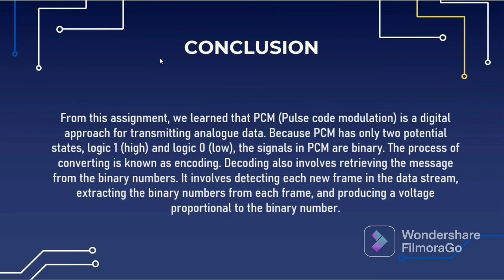At the end of this project, we have learned that pulse code modulation (PCM) is a digital approach for transmitting analog data because PCM has only two potential states, which are logic 1 and logic 0. The signals in PCM are binary. The process of converting is known as encoding, while decoding involves retrieving the message from the binary numbers. It involves detecting each new frame in the data stream, extracting the binary numbers from each frame, and producing a voltage proportional to the binary number.